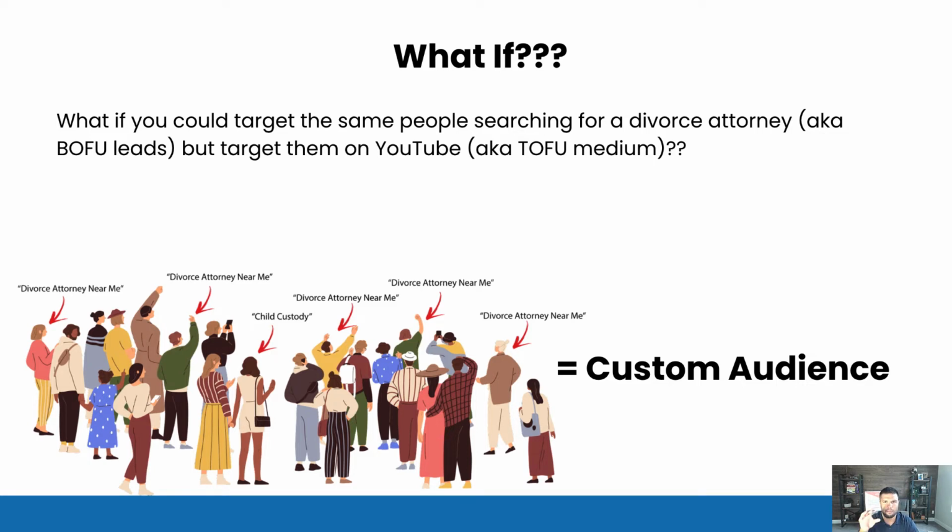All right, so what you're doing in this case is you're creating an audience of people who we know are searching for a divorce attorney. In this example, I have a big audience of people, and there's a few people raising their hands saying, I need a divorce attorney, I need a child custody attorney, I need a divorce attorney. And we're creating an audience out of all those people. And we're going to call this our custom audience.